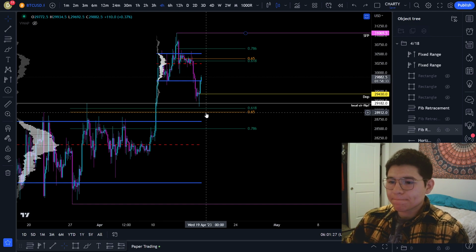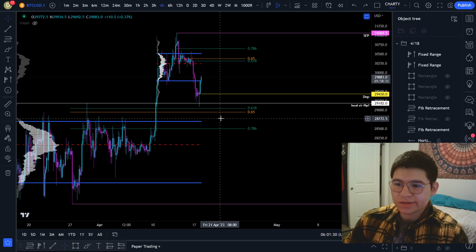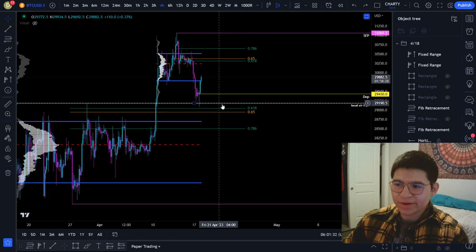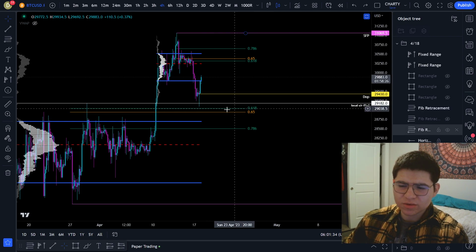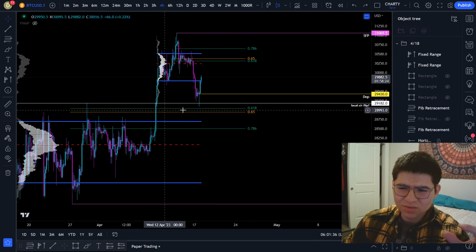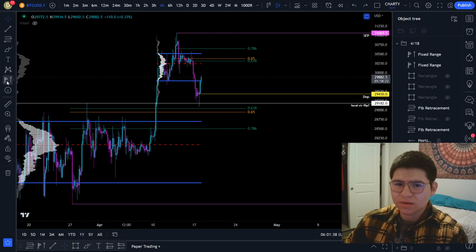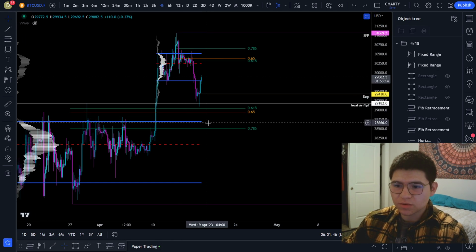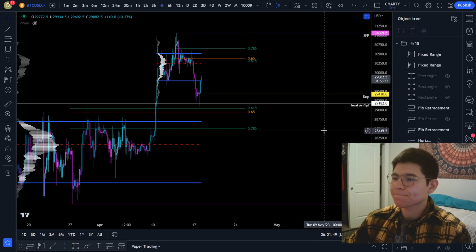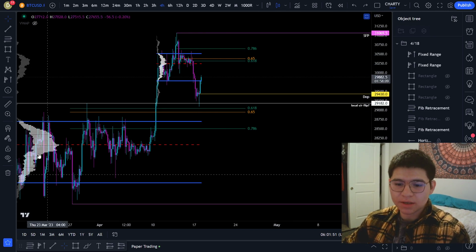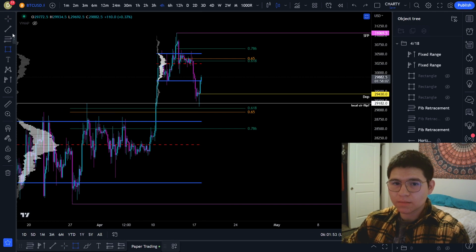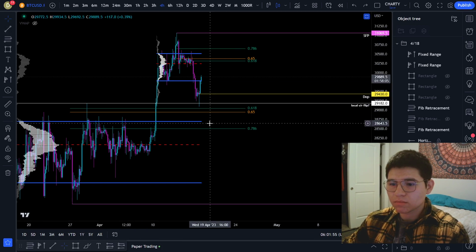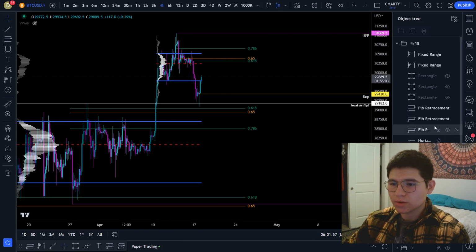Basically the confluence that I see here is that it's right under the support resistance flip. I see that as a small zone that we could be bouncing off, and plus we still have the value area high to retest before we come into the range. So this whole area right here is what I'm looking at as support.